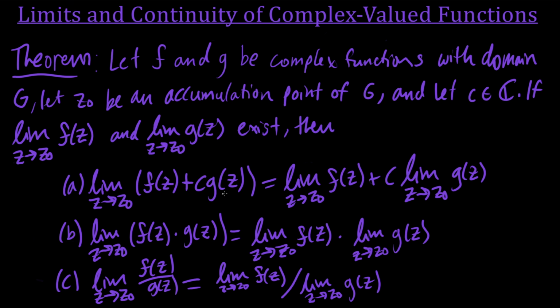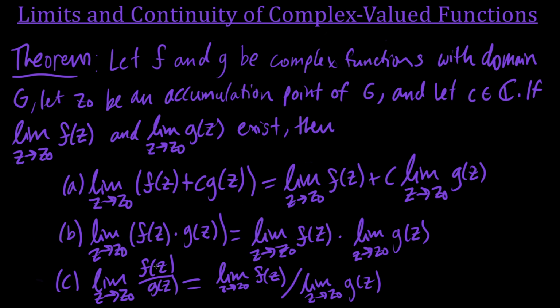And we also have this other rule sort of baked into this rule, which is that we can pull constants out of the limit, right? Because we have this c times g of z within the limit, and we pulled the c out of the limit here. Great, so that's property A.